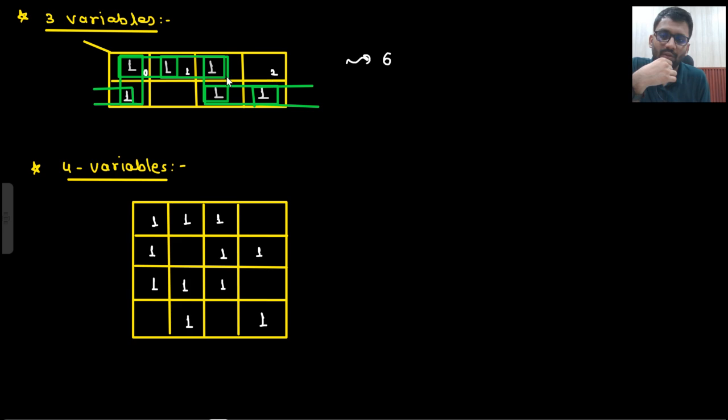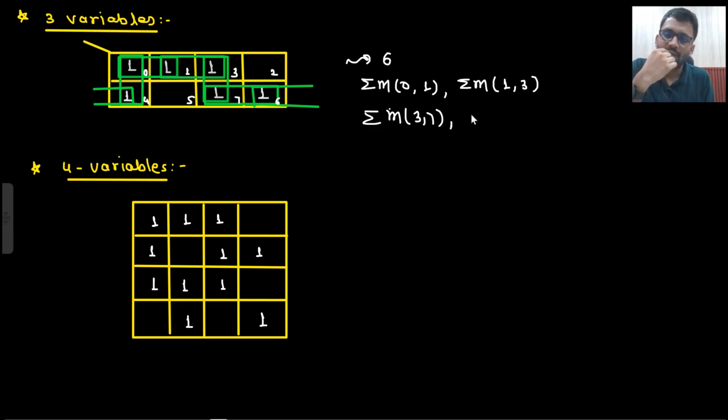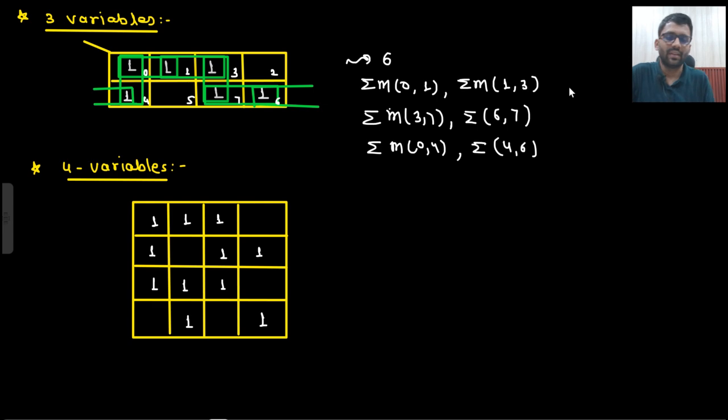0 1 2 3 4 5 6 7. Let's write it down then. 0 1 was there, 1 3 was there, 3 7 was there, 6 7 was there, then 0 4 and 6 4, basically 4 6 you can say. So these many prime implicants are there.